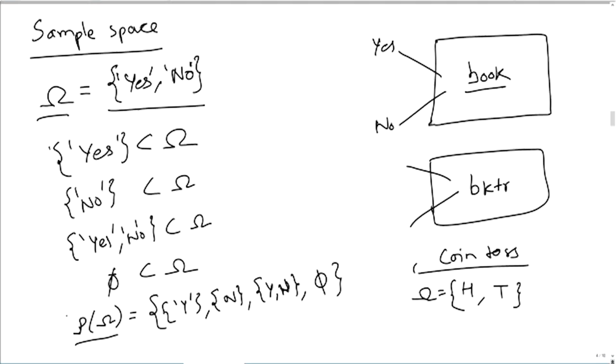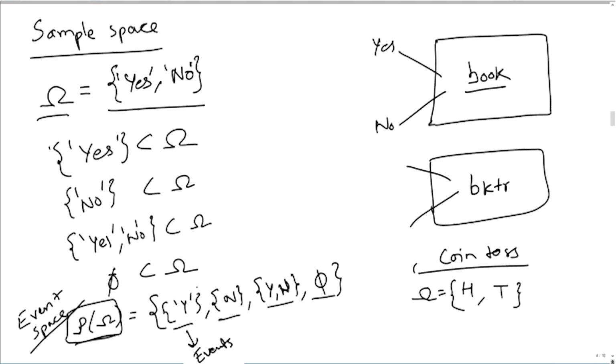Now the power set of the sample space is called the event space of the experiment. We call it the event space, and each member of the event space is called an event.